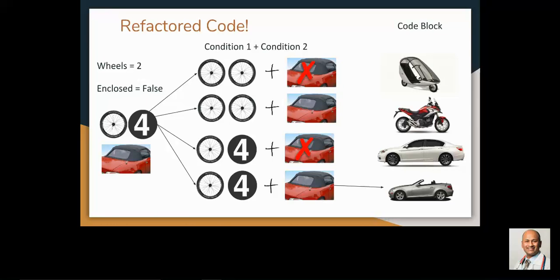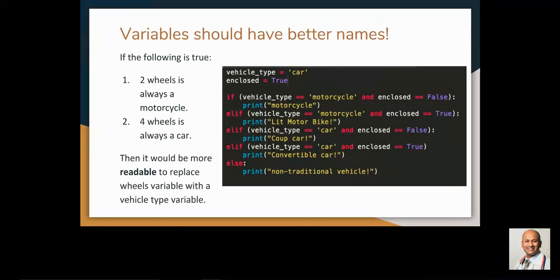And then I honestly think the whole wheels thing is confusing. So the last thing we could have done to make this code more readable is instead of testing for how many wheels the vehicle has, we could have just tell what vehicle type it is. So if the vehicle type is a car, then you test the car conditions.